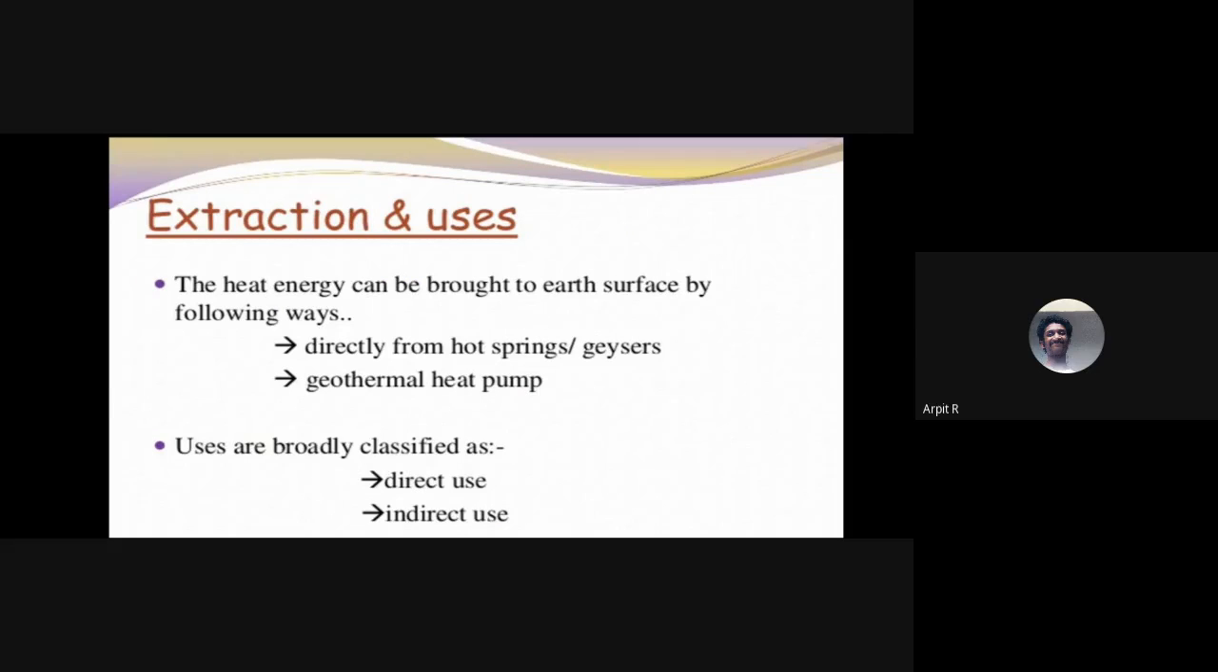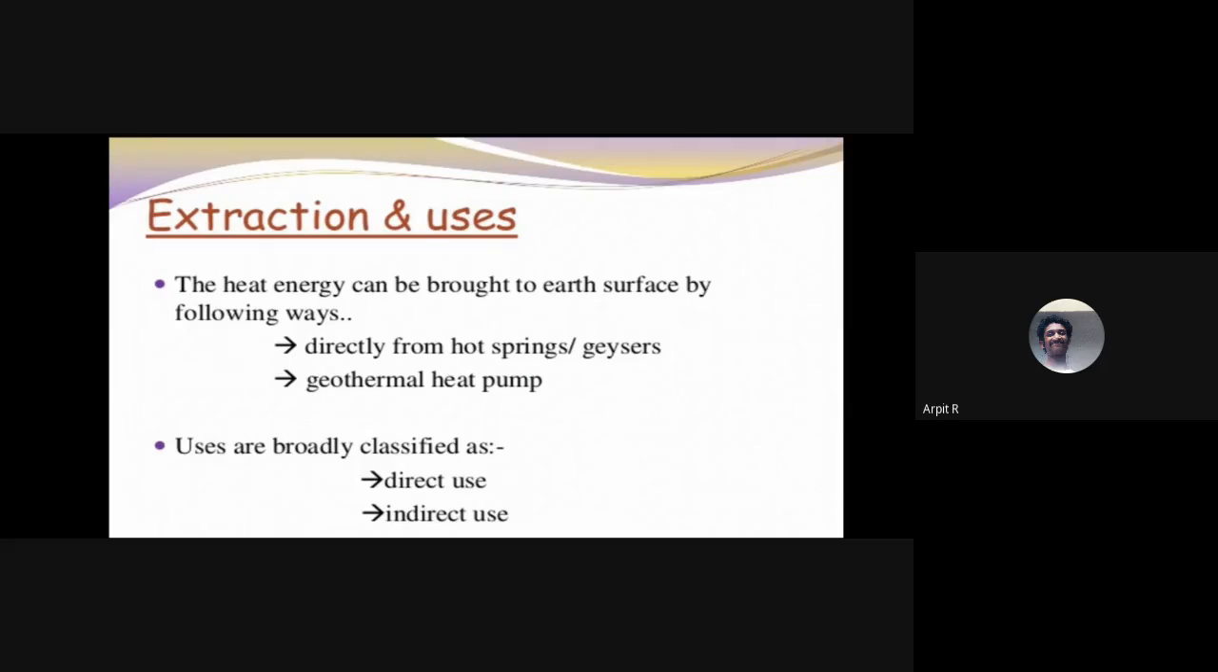Then extraction and use. The heat energy can be brought to Earth's surface in the following ways. First one, directly from hot springs. Second one, geothermal heat pump. Heat energy can be extracted directly from hot springs and it can be extracted using a geothermal heat pump.